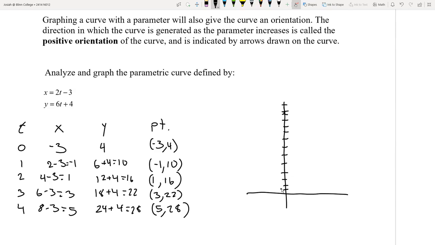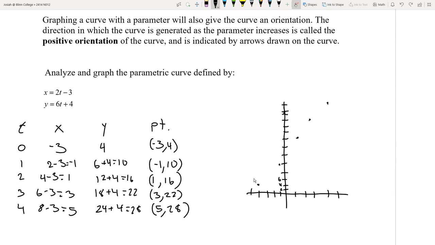I've got 14 hash marks here. I'll go by 2s on the y-axis, and then we'll go by 1s along the x-axis. So we've got the point -3, 4, and -1, 10. So 2, 4, 6, 8, 10. We've got 1, 16, and 3, 22. So we can see that it is going to end up being linear. Then we have 5, 28.